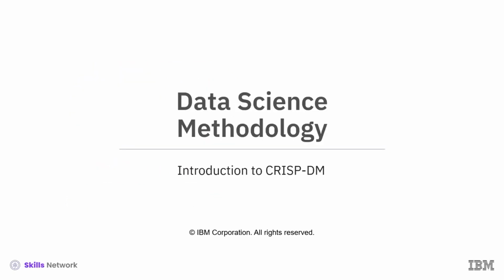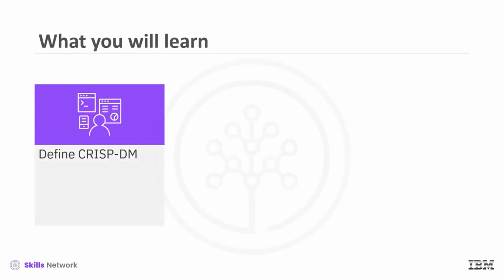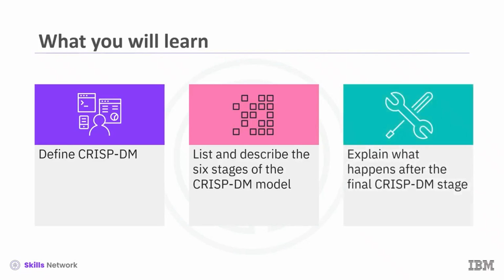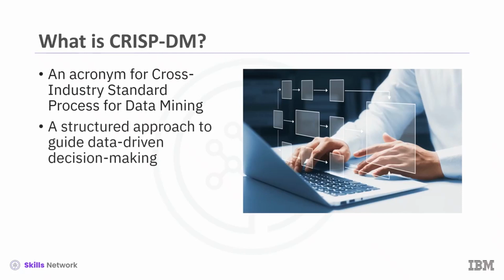Welcome to an introduction to CRISP DM. After watching this video, you'll be able to define CRISP DM, list and describe the 6 stages of the CRISP DM model, and explain what happens after the final CRISP DM stage. CRISP DM, which stands for Cross-Industry Standard Process for Data Mining, is an industry-proven way to guide your data mining efforts. CRISP DM is an iterative data mining model and is a comprehensive methodology for data mining projects which provides a structured approach to guide data-driven decision-making.